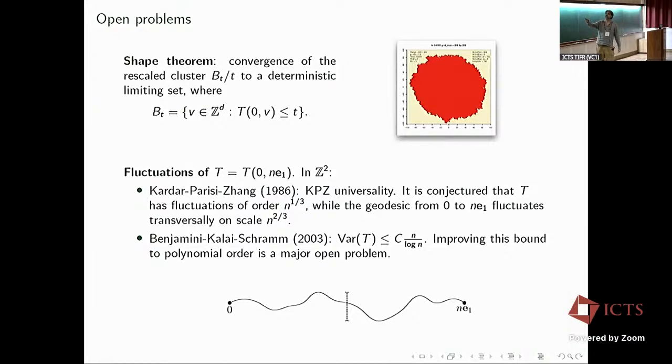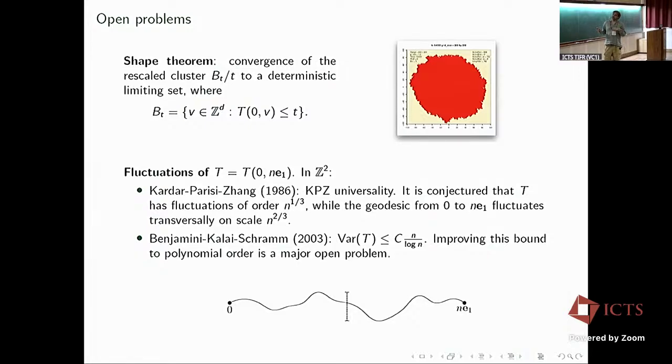So the shape theorem is basically trying to understand what happens when I let this infection grow from the origin of my lattice and I rescale it linearly. This B(t), this cluster of vertices that I managed to infect within time t, if rescaled, should converge to something. And it's not really clear what that something is. We know it's compact and convex and not much more. We don't know if it's differentiable. These are big open problems since many years in the literature.